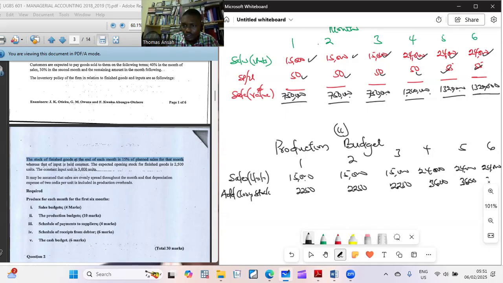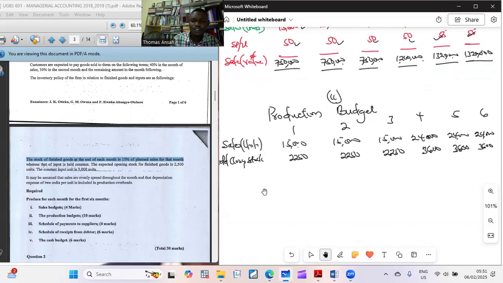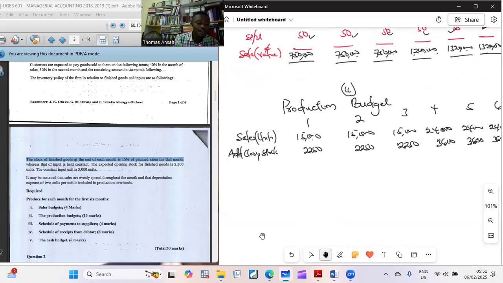3,600. So a question can say the closing stock is 10% of the previous month. So that's how it will be, 10% of the previous month. So you just follow the English of the question. So that is how it works.